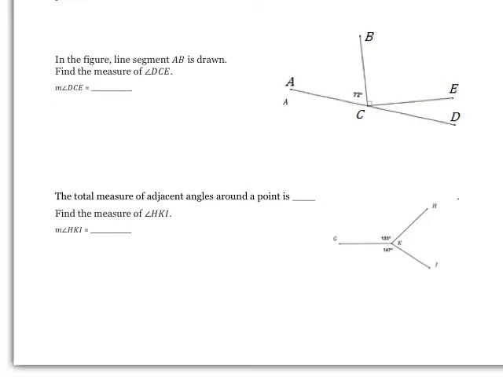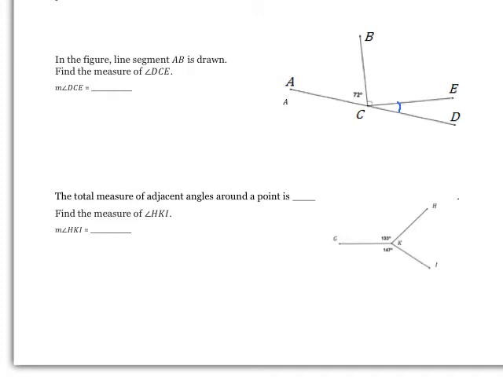So we're going to use those definitions to solve for unknown angles. In our first example, we have line segment AD. It shouldn't be AB, that should be AD, with a bar over it. That's the correct way. Line segment AD is drawn, and we want to find the measure of angle DCE. So we're trying to find this measure here.